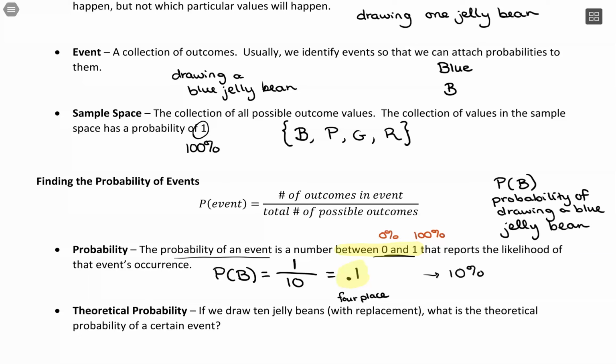Now for formatting here, I want to talk about your MyOpenMath homework a little bit. It depends on how they ask the question. Maybe they'll ask you for the fraction, so you could just type that in as your answer. You could type it in as 1 divided by 10. If they want the percentage answer, they'll give you a box to type in the number, and what you'll notice is the percentage symbol next to it.